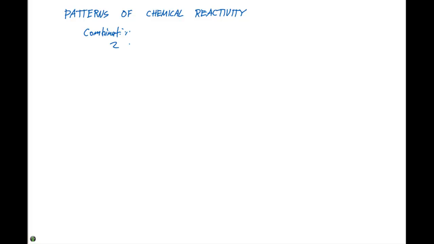we have two substances forming one product. An example of one of these reactions would be carbon monoxide, which is CO gas, plus oxygen as a gas. Remember, oxygen's diatomic, giving CO2 as a gas. We have two of these substances forming one product.